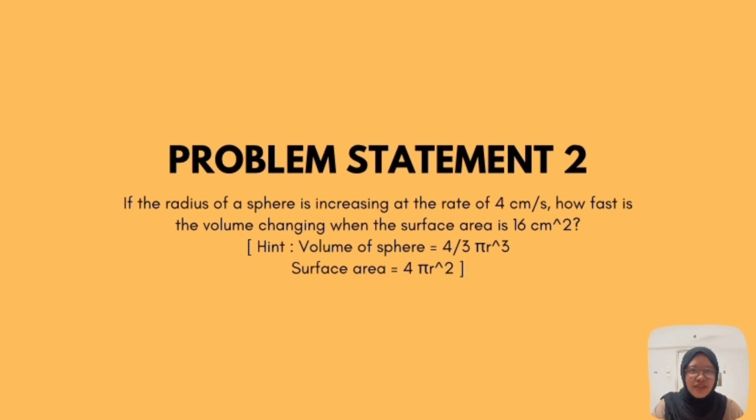Next, we move to the second problem statement. If the radius of a sphere is increasing at the rate of 4 cm per second, how fast is the volume changing when the surface area is 16 cm squared? Using the hint, the formula of volume of sphere is 4/3 pi r cubed, and the formula of surface area is 4 pi r squared.